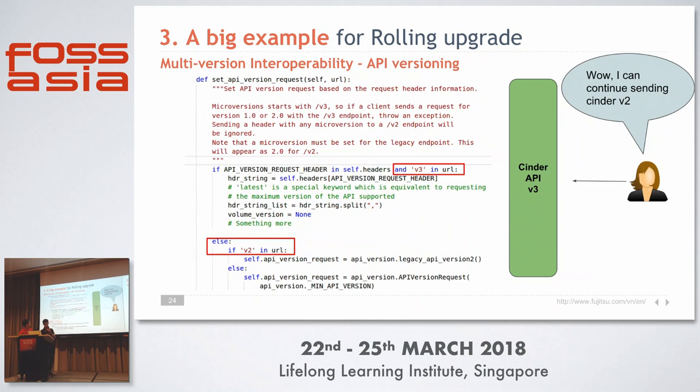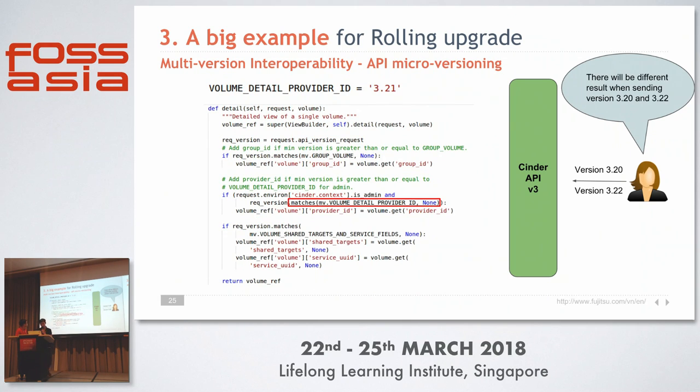And you can see here, if the user sends version 3, this is the code, and for Cinder version 2, this is the code. That is the code in Cinder with multi-version interoperability, API microversioning. Inside Cinder version 3, we have different versions like 3.2 or 3.22. If the user sends a version, this code checks the Cinder version. If the user sends version 3.21, Cinder will append some information like that.